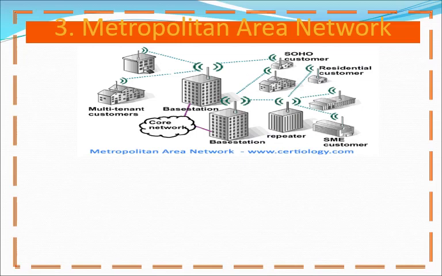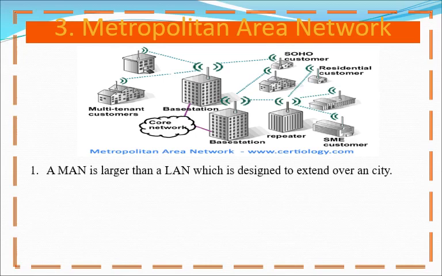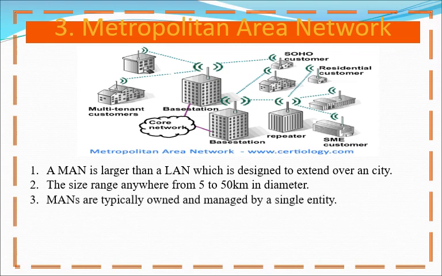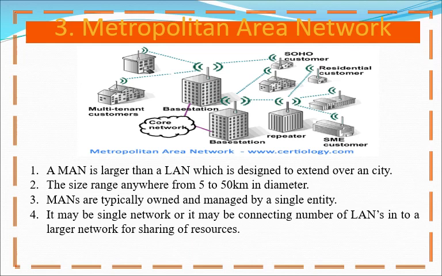The third type of network is metropolitan area network. This metropolitan area network is nothing but a larger LAN which is designed to extend over a city, which means that 2 or 3 local area networks will be connected together to form a metropolitan area network. It might be a single network or a combination of 2 or 3 LANs which will be extended over a diameter of 5 to 50 kilometers. The best example for this metropolitan area network is the cable television network.